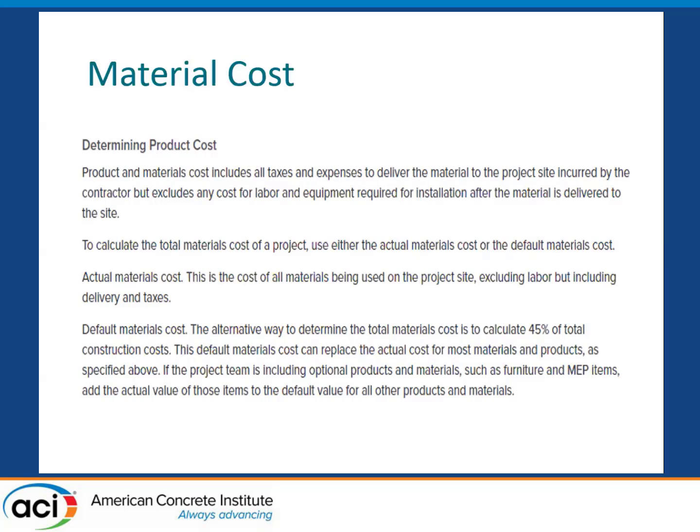One of the things that the project designer could do, if the contractor doesn't have the actual material costs broken down in his bid, is use the actual material costs, or use a default material cost. The default material cost is the total cost of the materials, and it is calculated by assuming that 45% of the total construction cost is the material itself.